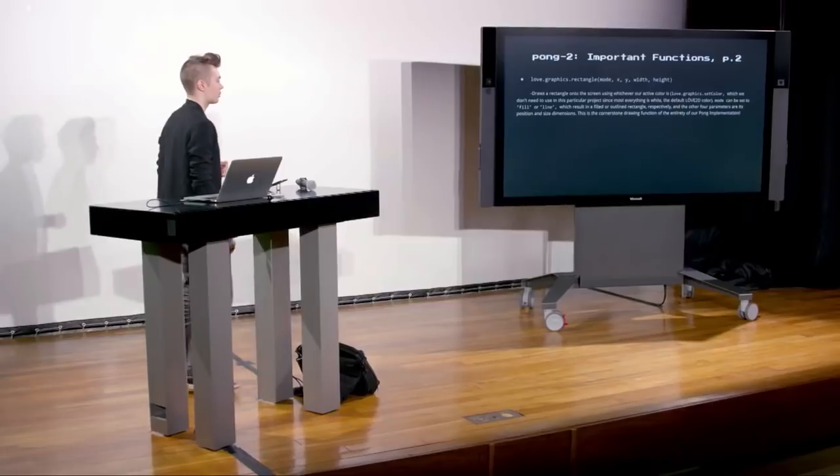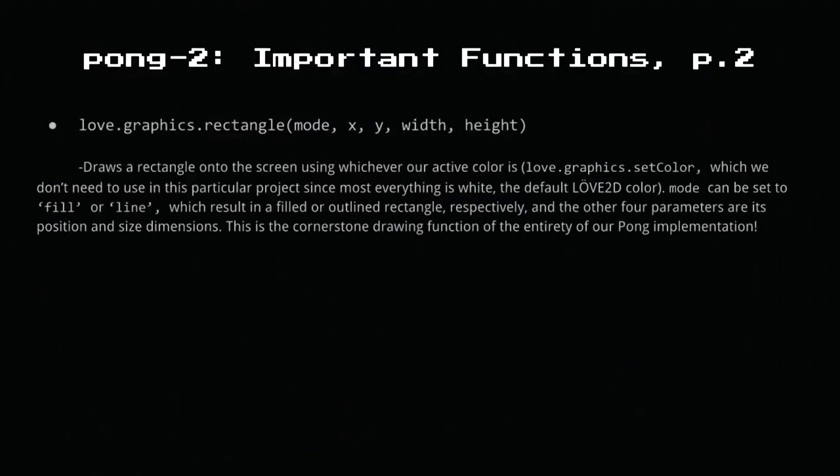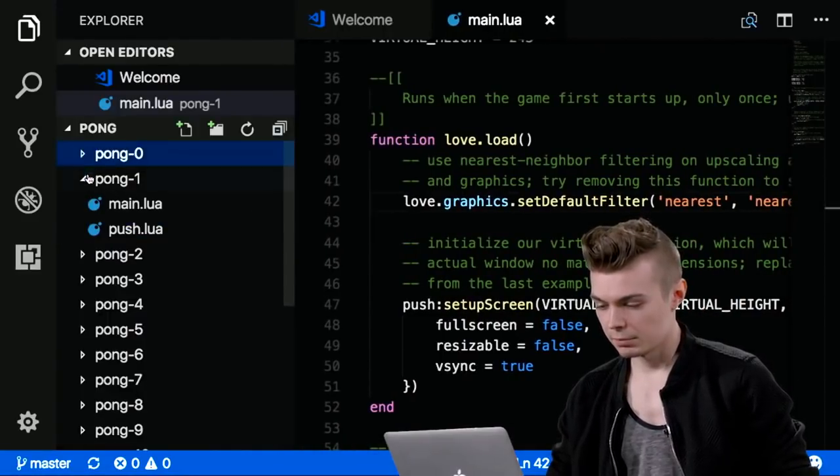And then the last function, probably the most important function, is LÖVE.graphics.rectangle. And this is the first function that we'll see that actually ends up drawing something beyond text to the screen. It takes a mode, which can be fill or line, an X and a Y, and a width and a height, and it'll draw a rectangle in that mode, so either a filled rectangle or a line rectangle. It'll draw it at X, Y with a width and a height that we pass in. So let's go ahead and take a look at Pong 2, where we can see this actually implemented.